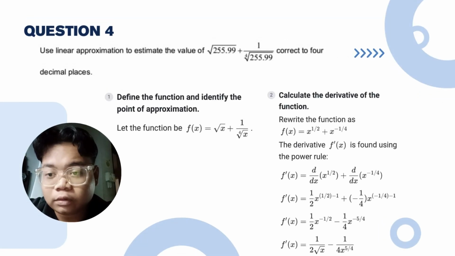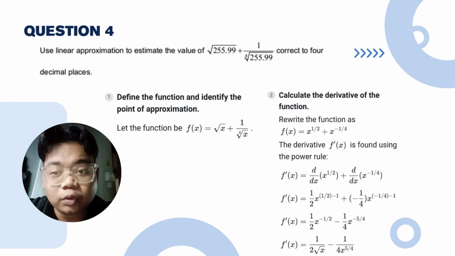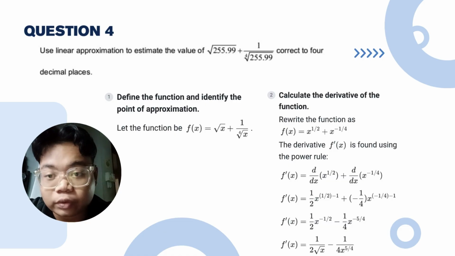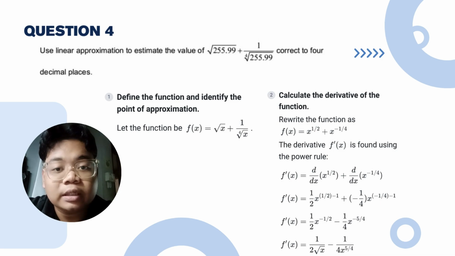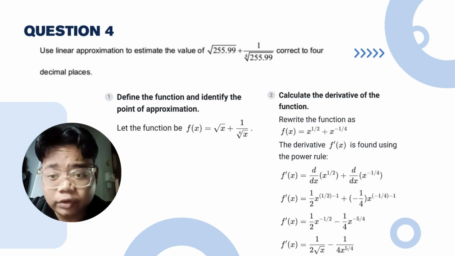For question 4, use linear approximation to estimate the value of the square root of 255.99 plus 1 over the fourth root of 255.99, correct to 4 decimal places. The answer is 16.2469.